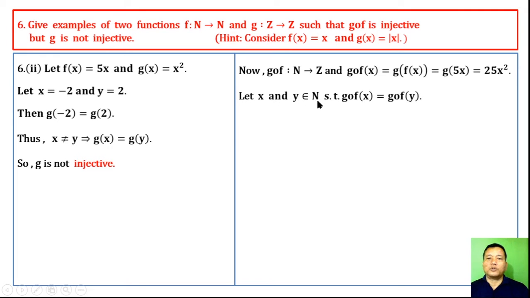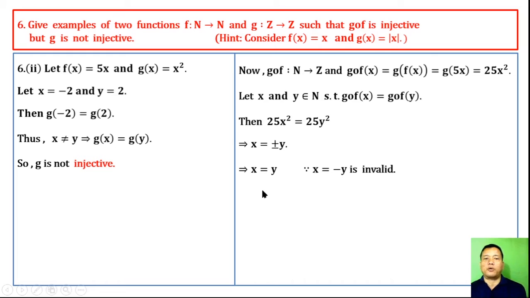Let x and y belong to N such that g o f of x equals g o f of y. To show it is injective, x and y are natural numbers. g o f of x is 25x square, and g o f of y is 25y square. Solving, x equal to plus minus y. So x equal to y, and x equal to minus y is invalid, since natural numbers are positive. So we get a unique solution, and g o f is injective. So for question number 6, the function examples are given. Hence proved.